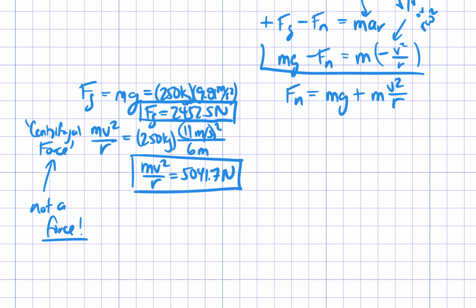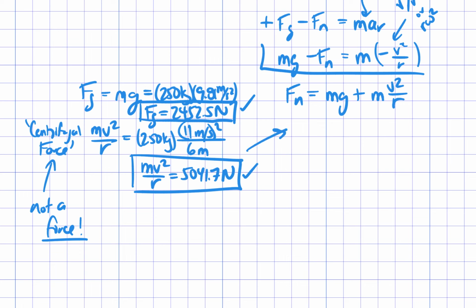All right, so these two quantities are, well, the weight is 2452.5 newtons, and the quote-unquote centrifugal force is 5041.7 newtons, where we're going to keep 5 sig figs, which is too many, right? Because we're ultimately going to stop at 2 in our final answer. So I usually say keep 2 extra. Anyway, so that's where we are.